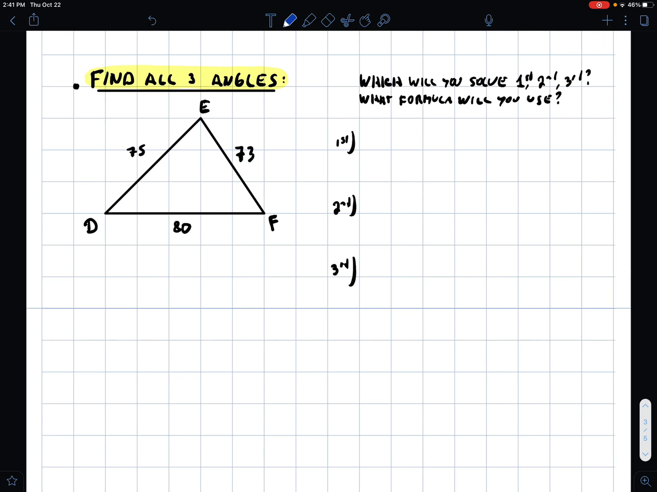3, 2, 1. Okay, the first one we're going to find out is going to be E, because E is across from the largest side. So I'm going to find angle E. What will I use? Well, I have three sides. I don't have opposite side, opposite angle, so I'm going to use cosine law.